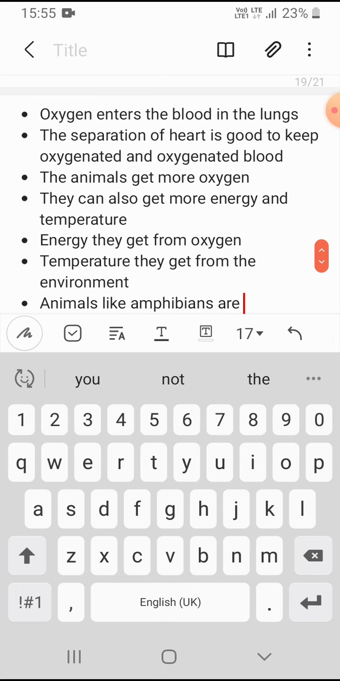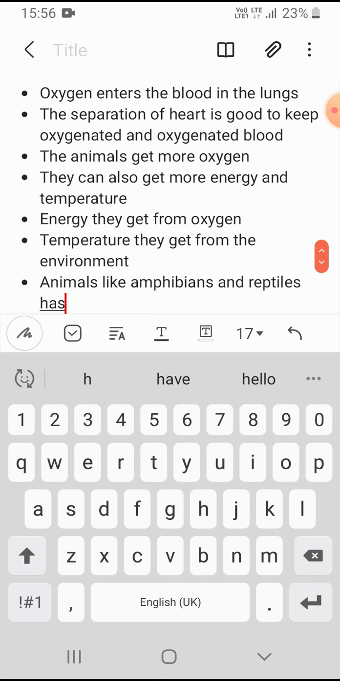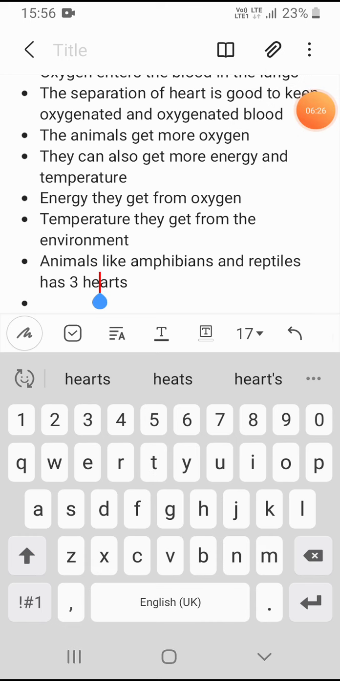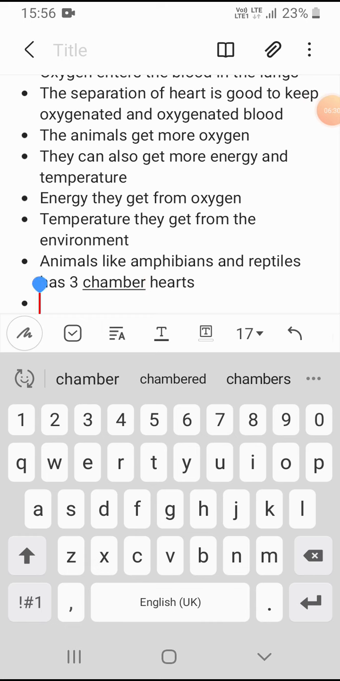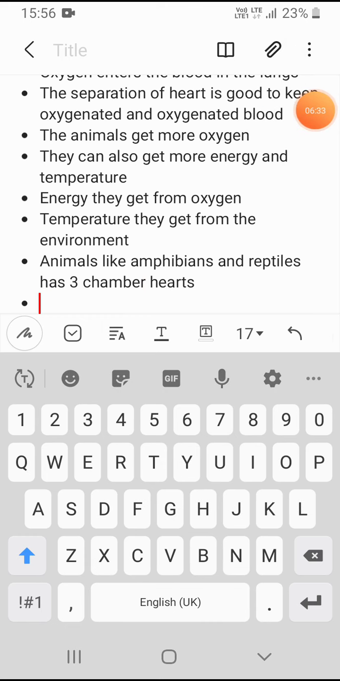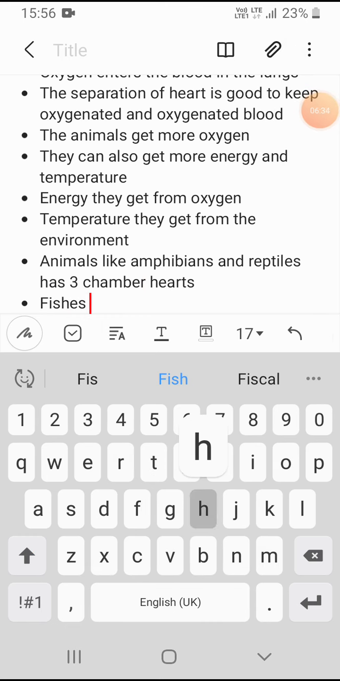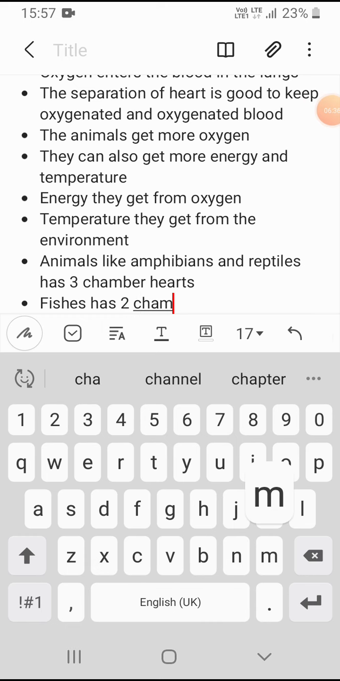So animals like amphibians and reptiles have three chambers in the heart, not three hearts. It has three chambers. We have two chambers, like that. And fishes have two chambers in the heart.